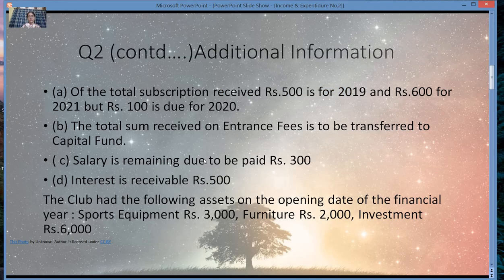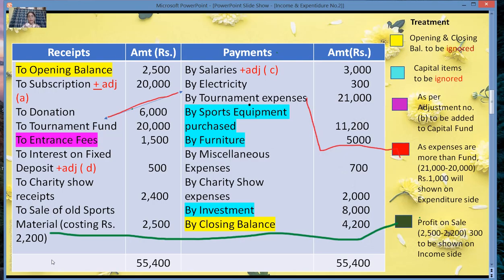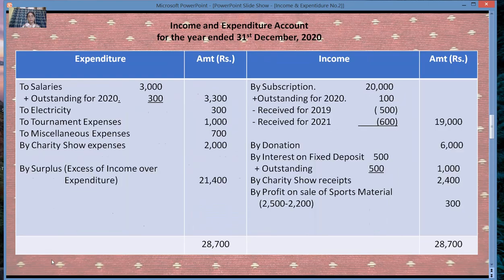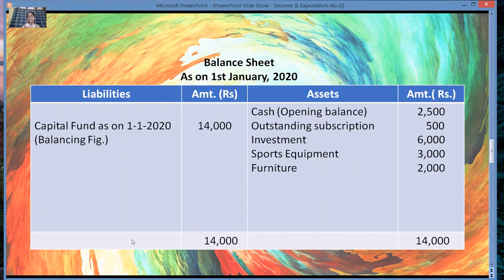If you see, this is the receipts and payment account here also. But the clue given to you is this. They have given the opening balances, which means we can calculate the capital at the beginning of the year. So what is capital? It is assets minus your liabilities. Now if you see your items here, sports equipment is an asset, furniture is an asset, investment is an asset. So everything is an asset, no information on your liability side. So with this information, we'll prepare the opening balance sheet.